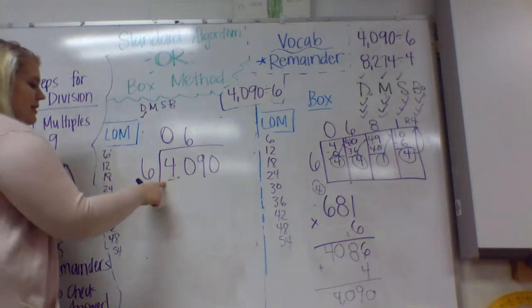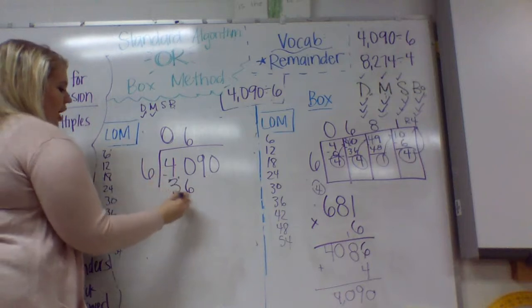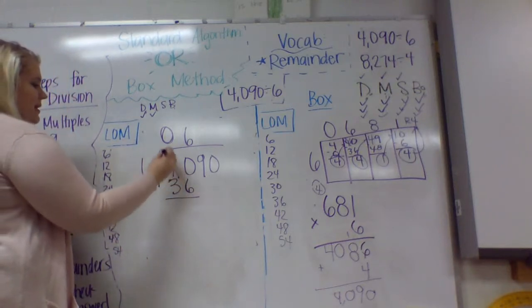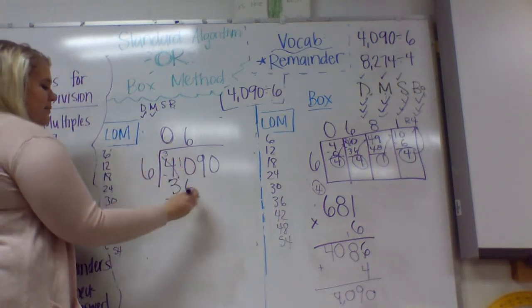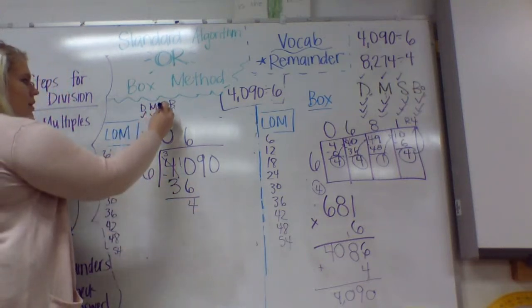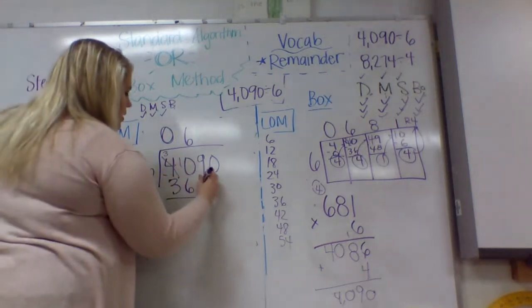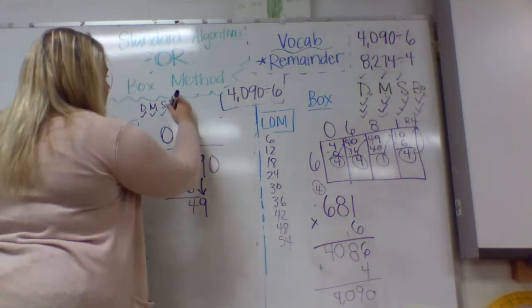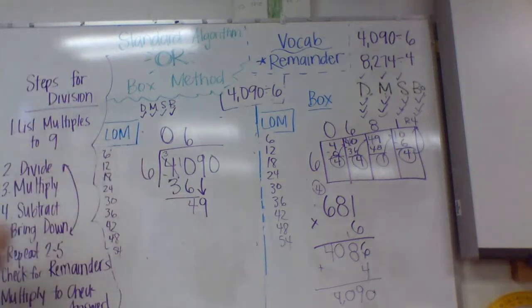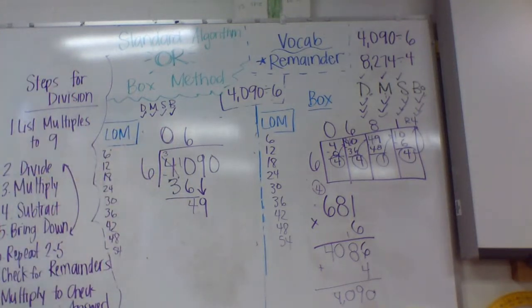6 times 6 is 36. When I subtract those, I can't do 0 minus 6, so I need to borrow. 10 minus 6 is 4. 3 minus 3 is 0. So I've subtracted. Now I can only bring down one number at a time, so I'm going to bring down my 9. Now I have 49. I've got check marks all the way across, so I am ready to start again.